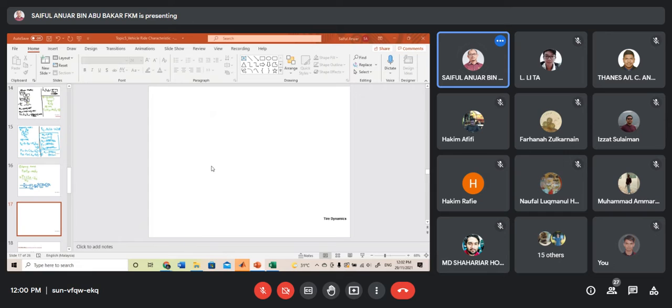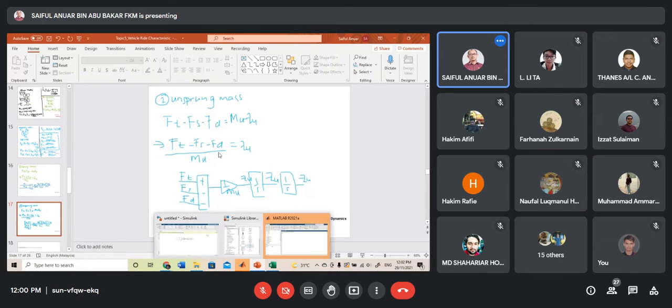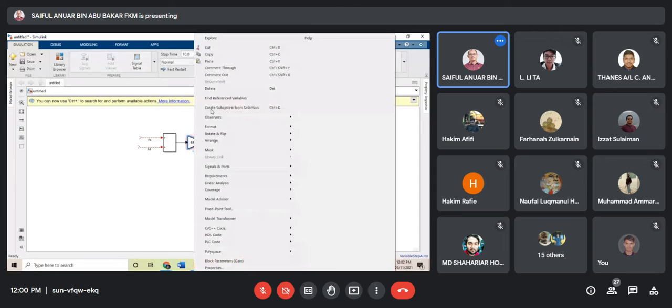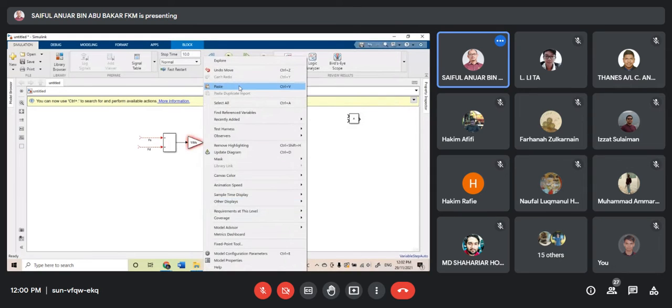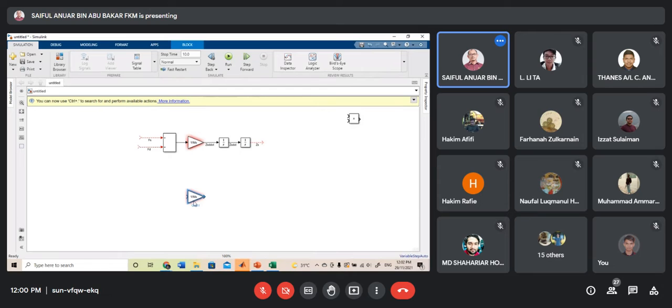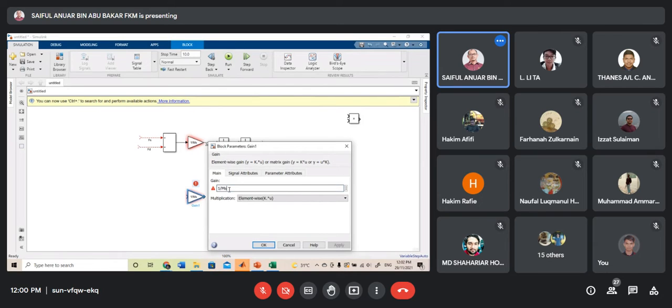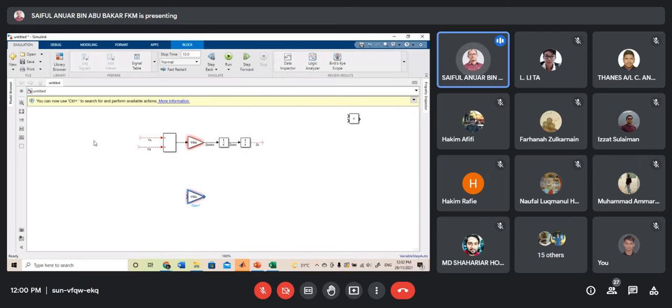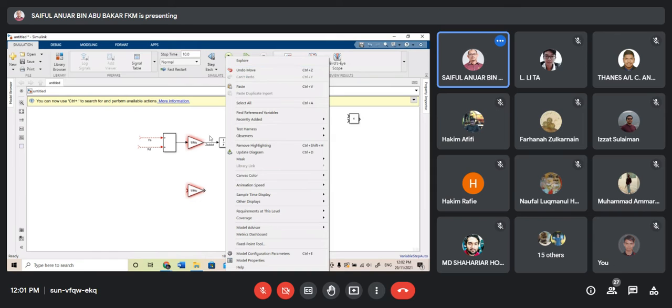Okay, now we're going to rearrange this in the blocks following this rough sketch of the diagram. I can actually copy and paste the whole block and then just do some minor modification, but for the purpose of this example, I'm going to build everything from scratch.